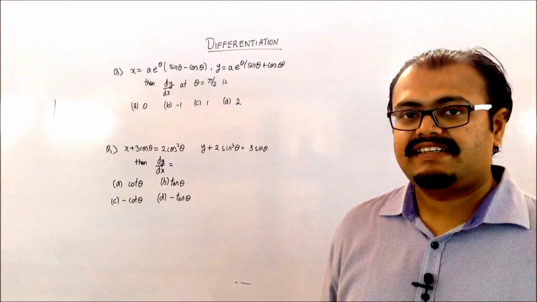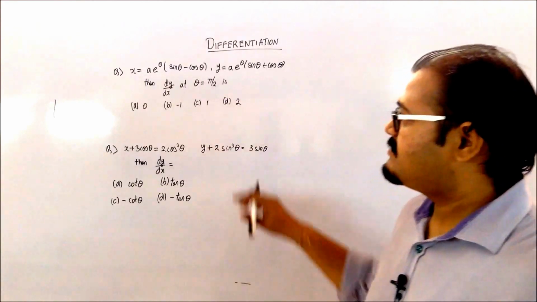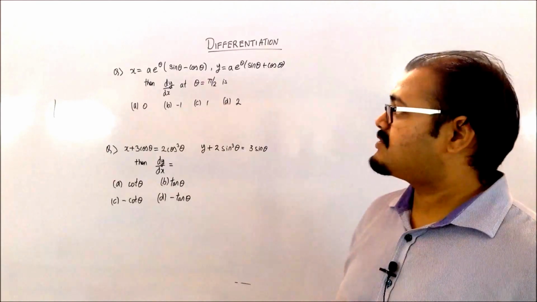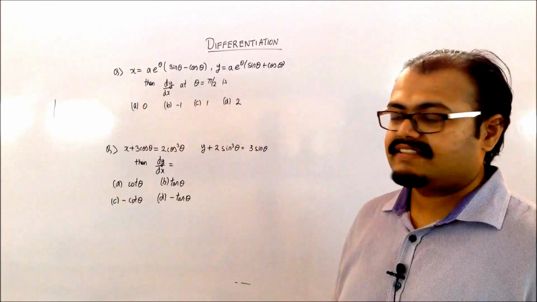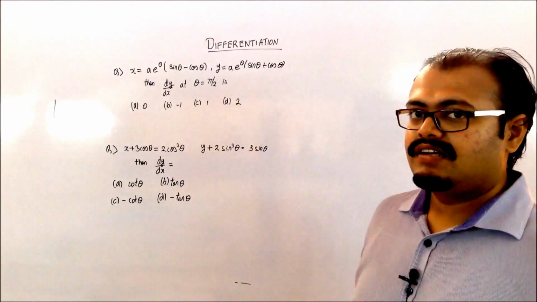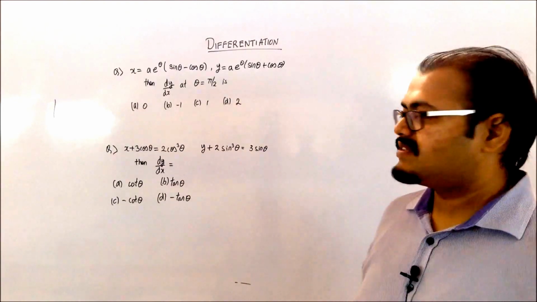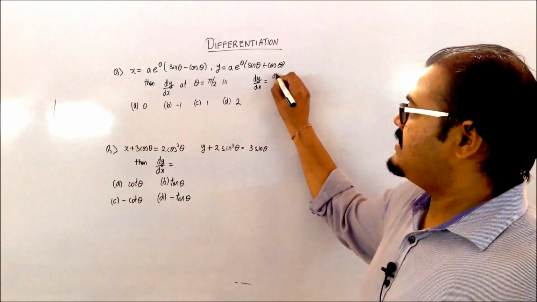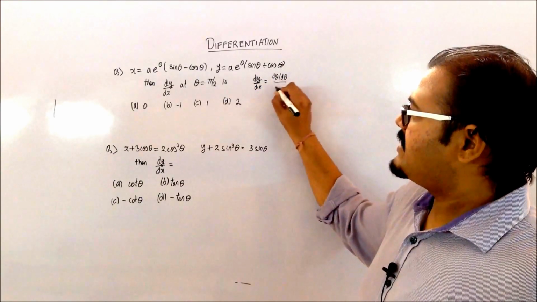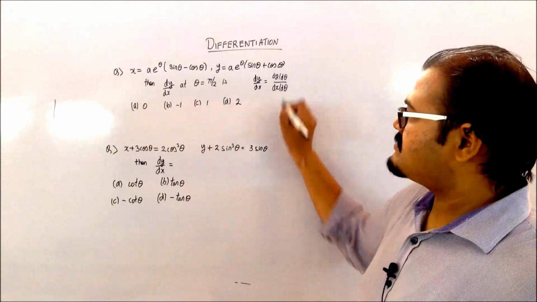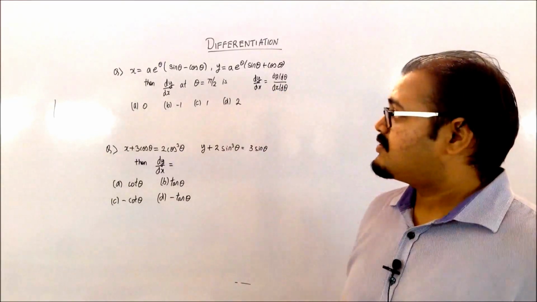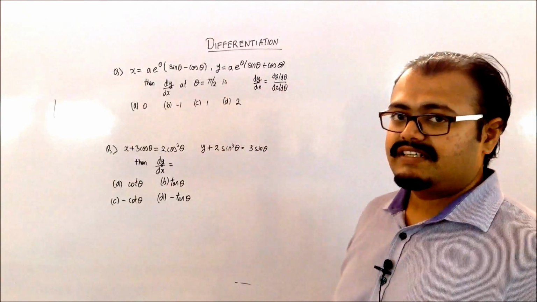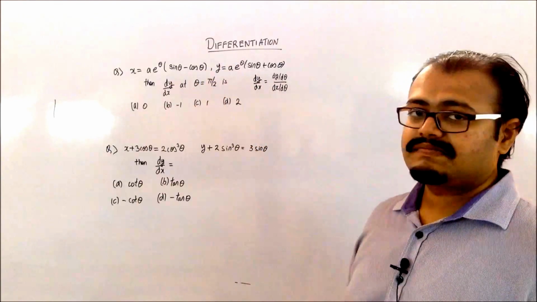Next question is related to the parametric equation, in which I am having x in terms of theta and y in terms of theta. I have to find what is going to be my dy by dx at theta is equal to pi by 2. Whenever you have a parametric equation, you have to remember that dy by dx is given as dy by d theta divided by dx by d theta. So you have to find the derivative of this with respect to theta, the derivative of this with respect to theta, and divide this by this.